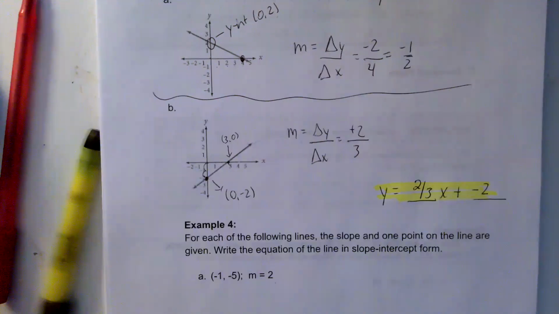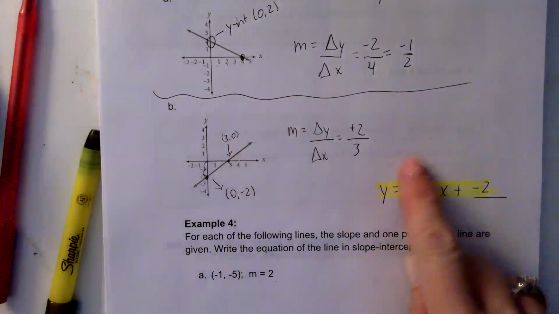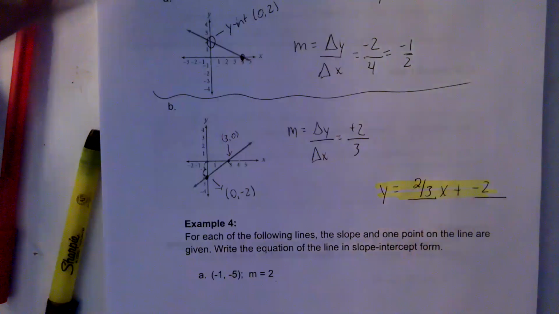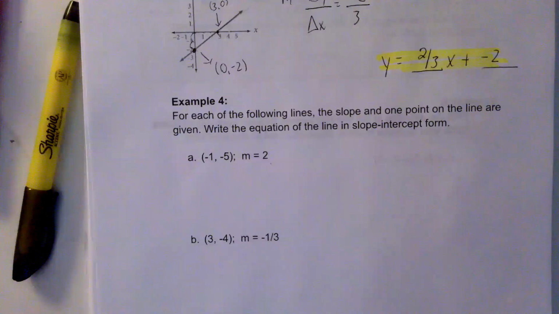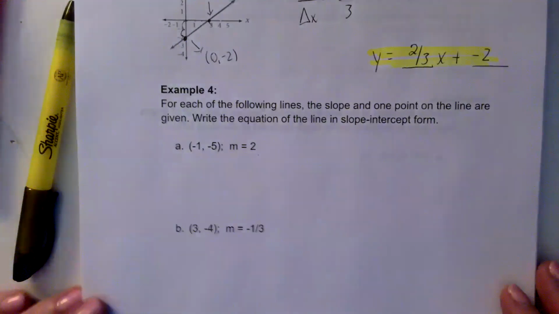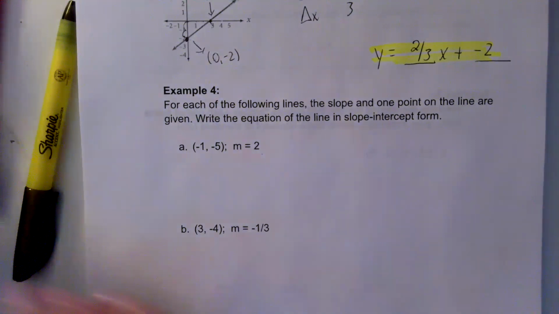Okay. Now, in the next examples, I'm going to be giving you less and less, and you're going to have to find more and more on your own to get the puzzle pieces for the slope and the y-intercept. So example 4 says, for each of the following lines, the slope and one point on the line are given. Write the equation of the line in slope-intercept form.